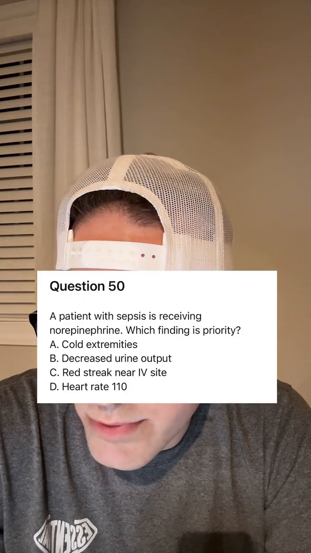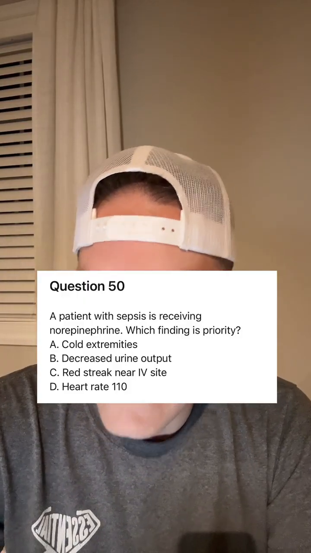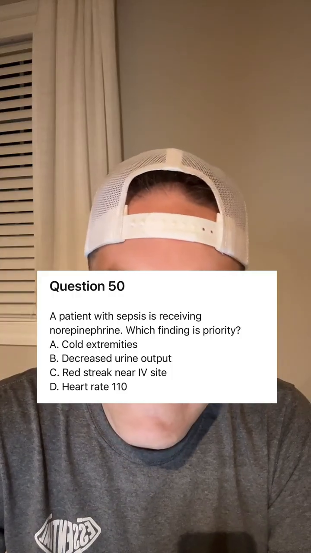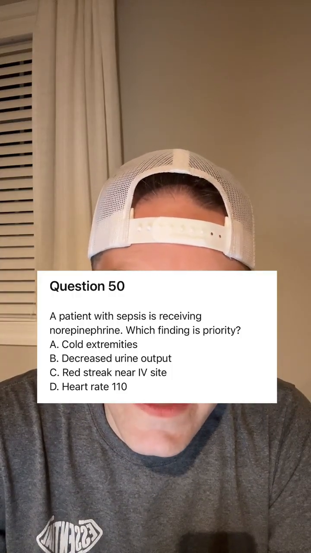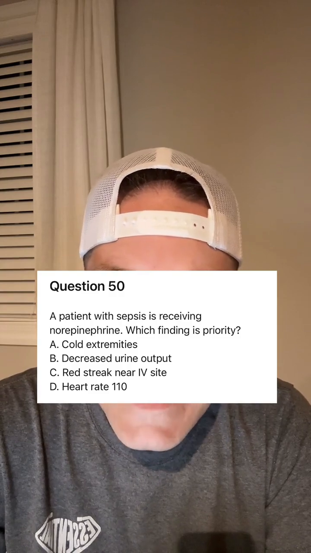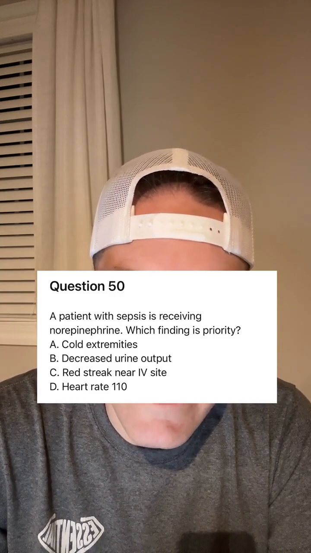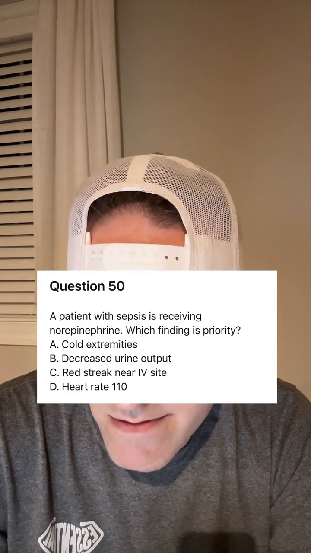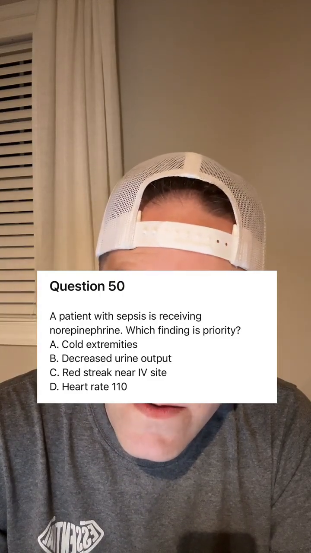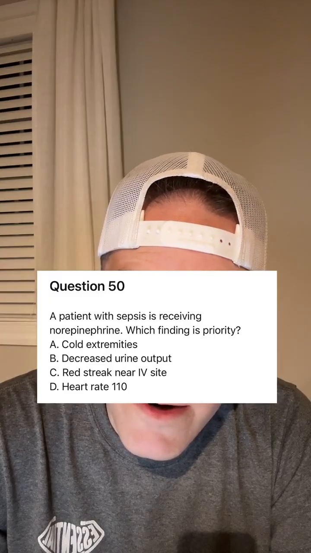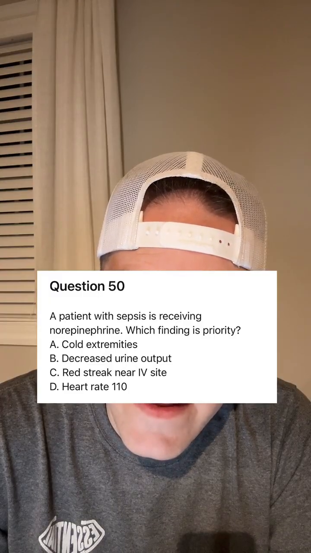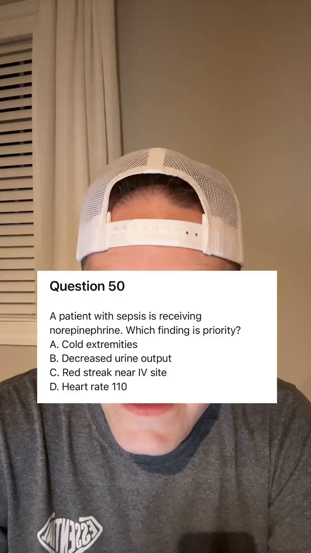Which is the priority here? Cold extremities, decreased urine output, red streak. Interesting, guys. So, we might need to brush up on our norepi. I don't think I've seen the right, there, Lisa's got it. The answer is going to be C here, guys.